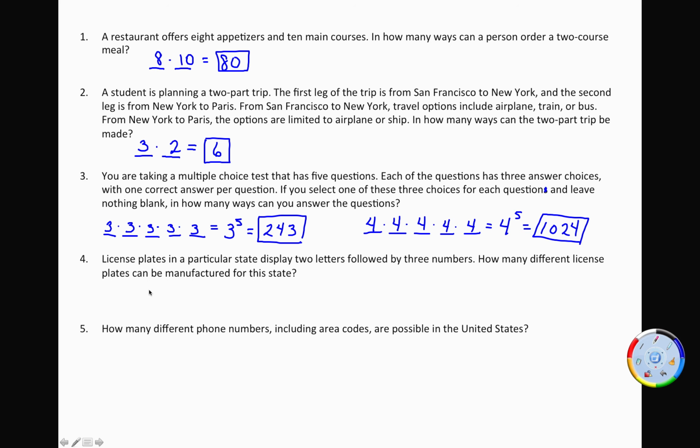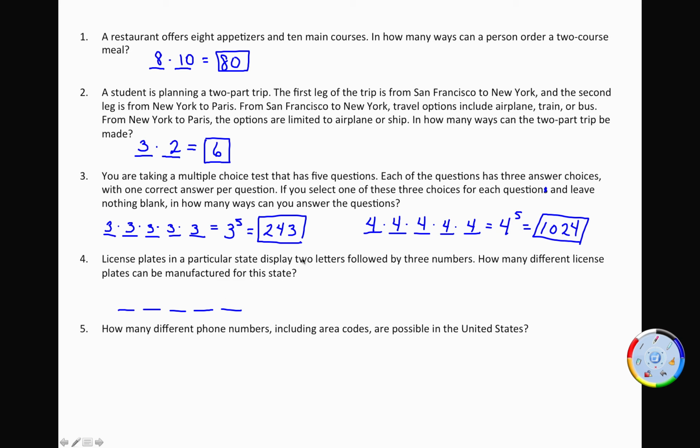License plates in a particular state display 2 letters followed by 3 numbers. How many different license plates can be manufactured for this state? Okay, 2 letters followed by 3 numbers. Notice already how this fill in the blank idea is already helping us organize our information, and it's really going to help us in the coming sections. So get used to thinking about this fundamental counting principle as filling in the blanks.